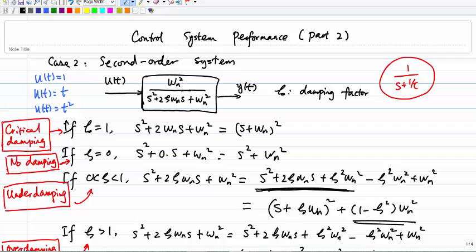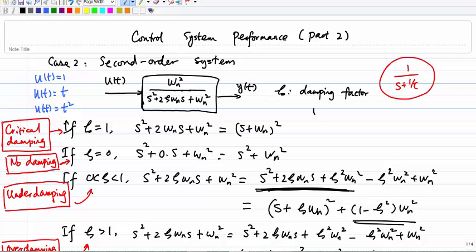Okay, so before talking about the actual performance, we want to first talk about the solution. We want to figure out what the solution is if I give different types of input, like the step input, the ramp input, and the hyperbolic input. So what is the output y of t for a given second order system? Then we can talk about the performance.